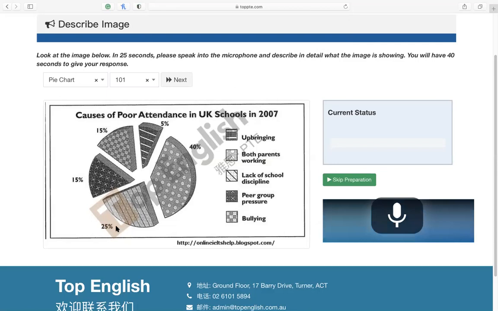On the screen, I can see 25%, 15%, and 15%. On the screen, I can see 5% and 40%. On the screen, I can see upbringing. On the screen, I can see both parents working. On the screen, I can see lack of school discipline. On the screen, I can see peer group pressure. On the screen, I can see bullying. On the screen, I can see maximum is 14%. On the screen, I can see minimum is 5%. So these are the things that you have to include.